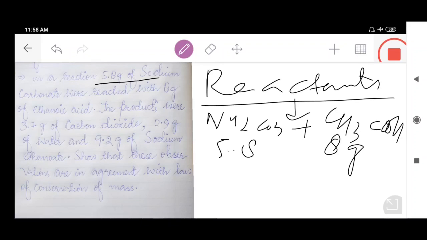So these are reactants. When these reactants combine with each other, they form the products. So we have two reactants: first is sodium carbonate, second is ethanoic acid. This ethanoic acid is also called acetic acid. So 5.8 grams of sodium carbonate reacts with 8 grams of ethanoic acid, acetic acid. These were the reactants. Now products.